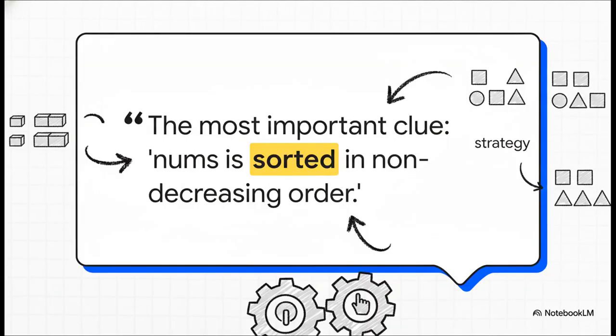And this brings us to the most powerful clue of them all, the game changer, the fact that the array is sorted. Why is this so incredibly important? Because it means all the duplicate numbers are guaranteed to be right next to each other. They're all huddled together. This single insight is what our whole strategy is going to be built on.